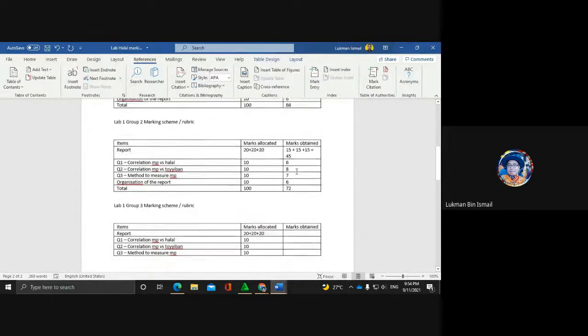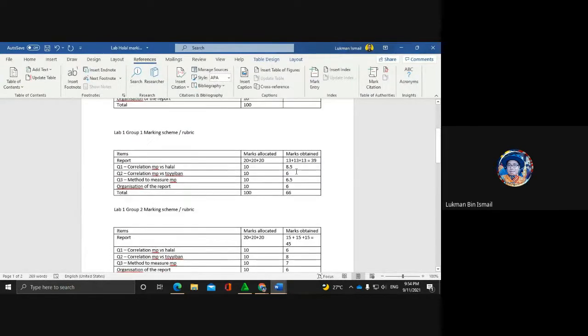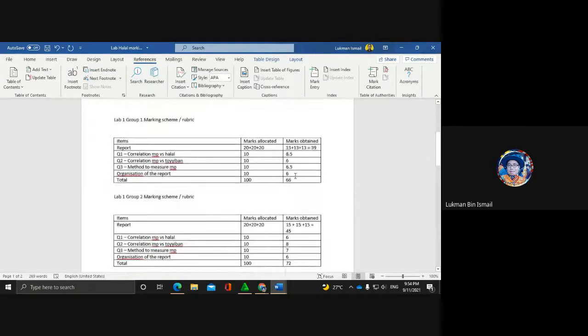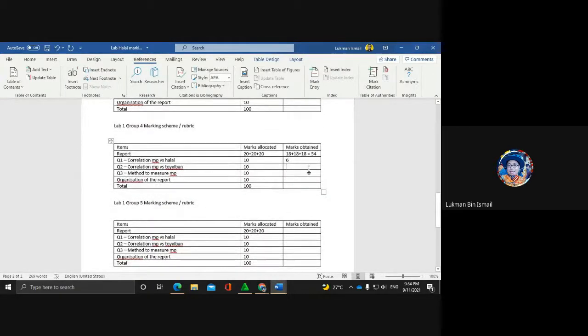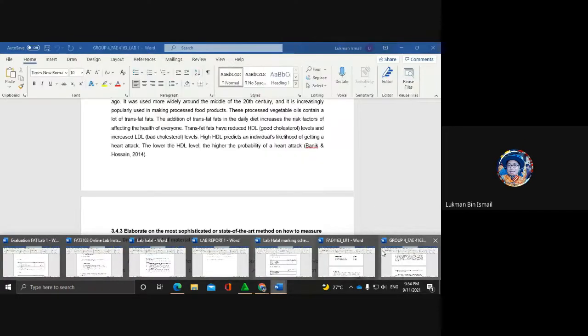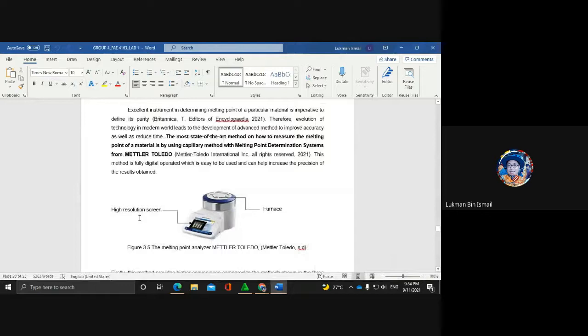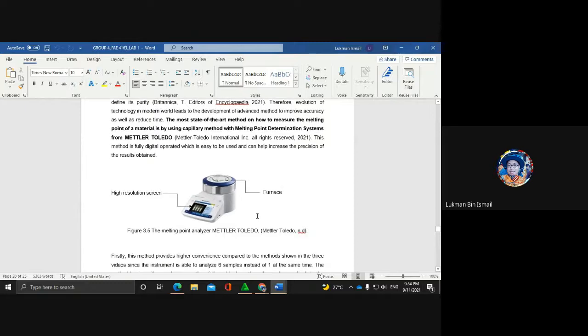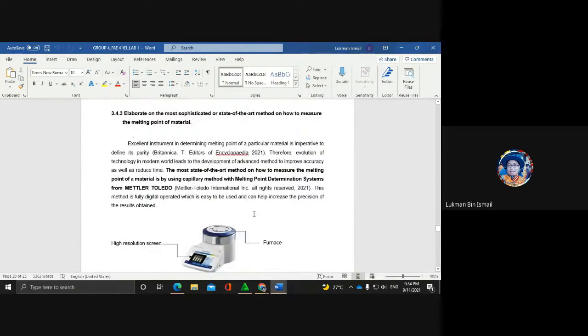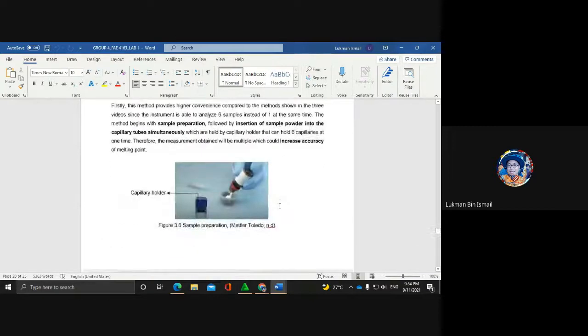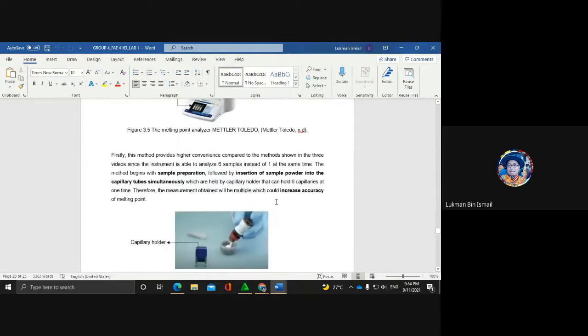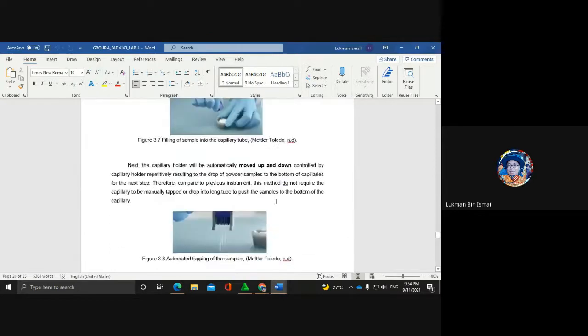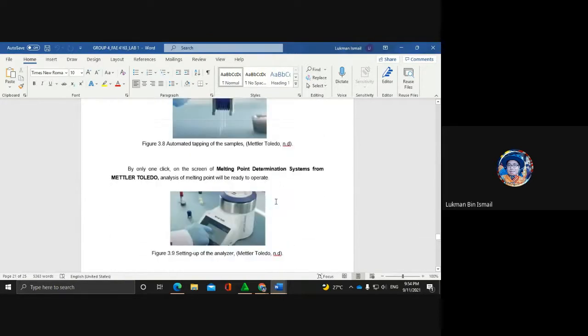So question number 2, 8. Question number 2, 6 for this one. So for yourself, 8.5 for group 4. Method to measure melting point using the most sophisticated. Okay, you have this. All right. So you're taking. Okay, so it's Magna Toledo as well. But what is the sensitivity? How many decimal point, up to what decimal point of melting temperature? So it's not being provided here.